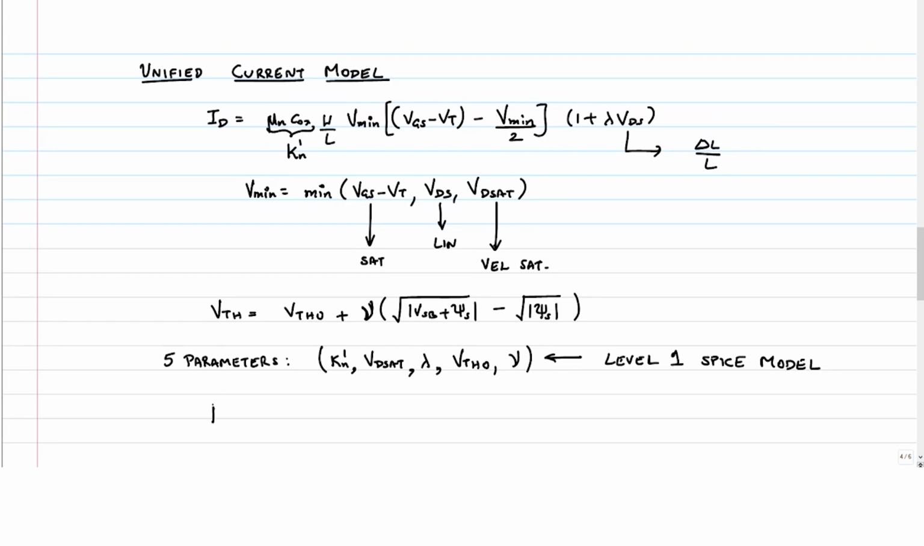I combined mu n into Cox, and what is Cox, by the way, just to remind you, it is epsilon oxide by Tox, the oxide thickness. Now why didn't I combine W by L into this equation? Why didn't I say Kn prime into V min, into Vgs minus Vt? That is the current equation. Why did I separate this mu and Cox alone as one parameter and kept W by L outside?